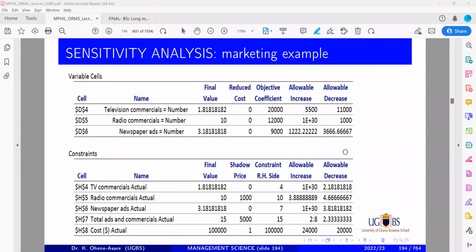Very good. So these are commercials. Now, from quickly on top of your head, you will notice that these are not supposed to be decimals, because the number of TV commercials are supposed to be whole numbers, but there are decimals here. So you will later learn in integer programming, next time, how to make this an integer, a positive whole number. But I'll show you first how to model an integer programming problem. But for now, we leave it as it is, 1.8, 3.18, and then 10. So that's the optimal solution.